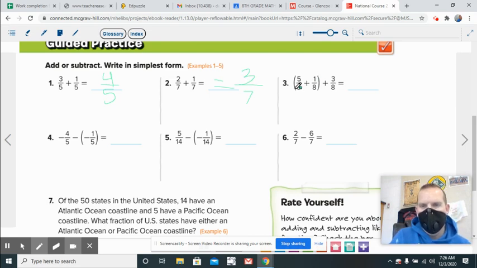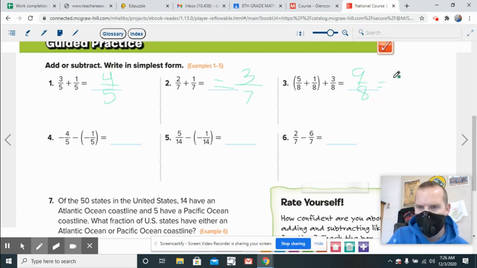And the next one, they're all 8s. That's cool. That makes it easier. 5 plus 1 is 6. 6 plus 3 is 9. Now, you could leave it like that as an improper fraction. I would change it to a mixed fraction. So that's written a little better.